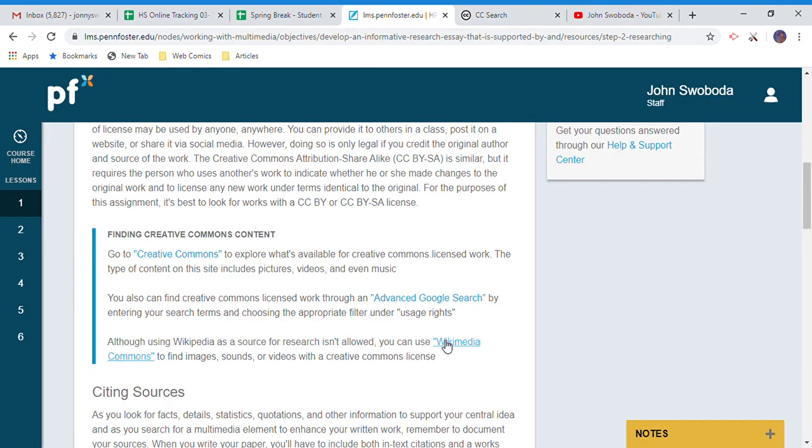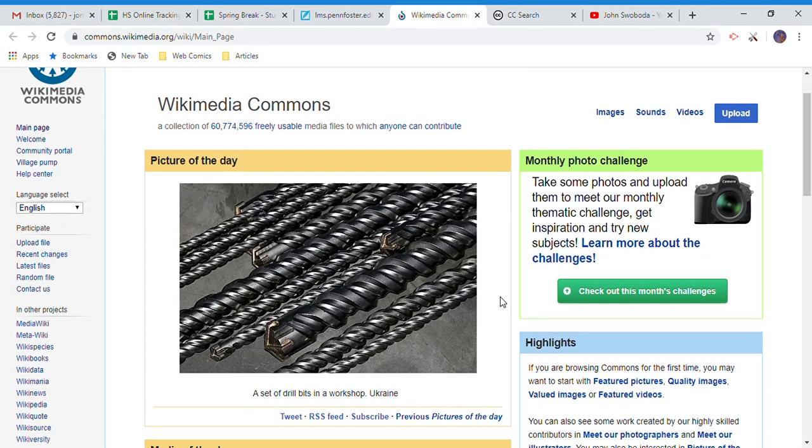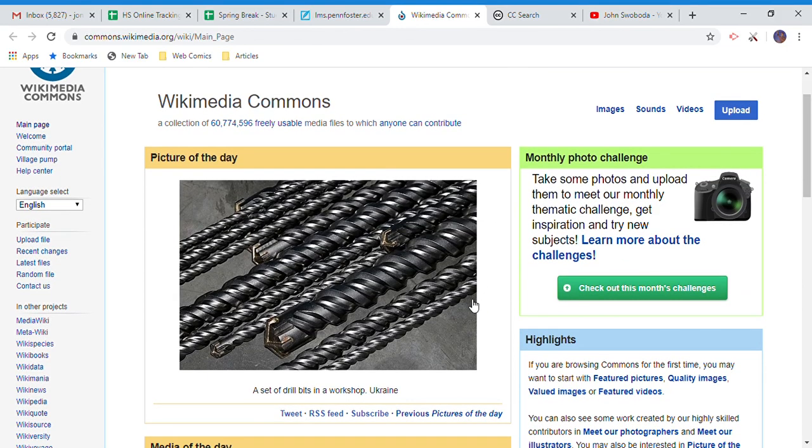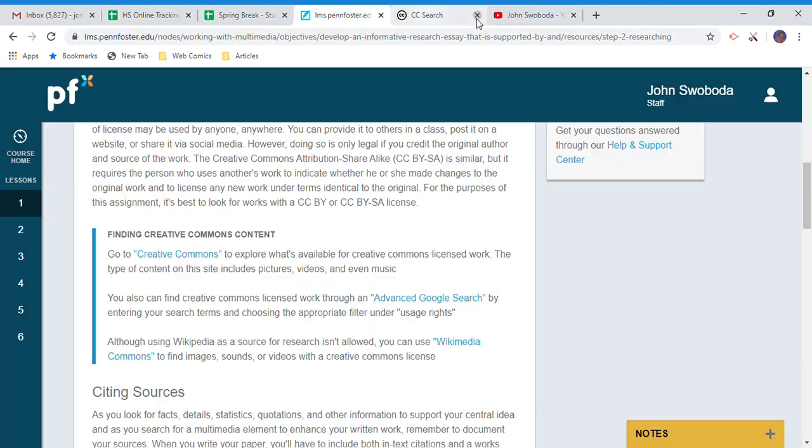Also, Wikimedia Commons does the same thing. There we go. Picture of the day. That's pretty cool. A bunch of drill bits in fine focus. That's pretty cool. All right. Enough of getting distracted by pictures. Let's move on.